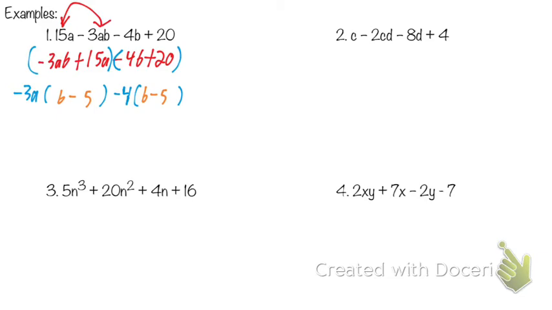So, here's the thing. In order for it to work at this step, we need these parentheses to be the same, right? Because otherwise, we can't go forward from here and pull the b minus 5 out in front. That's our last step. We can't pull the b minus 5 out in front unless it's the same. So, this step's actually kind of a check to ourselves to make sure we pull out the right thing.